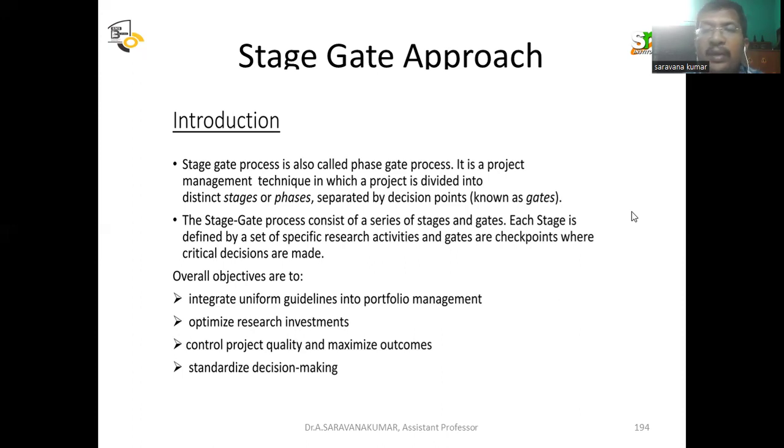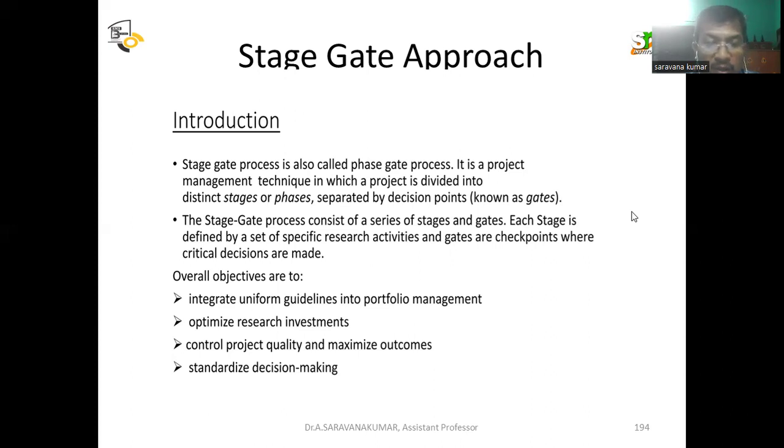So what do you mean by stage gate approach? The stage gate process is also called the phase gate process. It's a project management technique in which a project is divided into distinct stages or phases separated by decision points known as gates. The stage gate process consists of a series of stages and gates. Each stage is defined by a set of specific research activities, and gates are checkpoints where critical decisions are made.